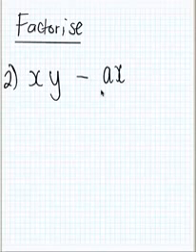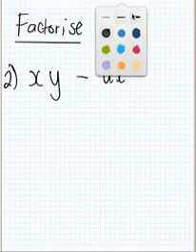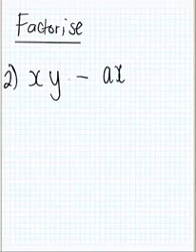Now, for our next question, you notice we have no numbers, and that's still fine. So remember when factorizing, whatever you take out must be on both sides. So let's have a look. I'll start with my x. So I've got an x here. Is there an x on the other side? Well, yes, there is. So that's the first thing I can take out.